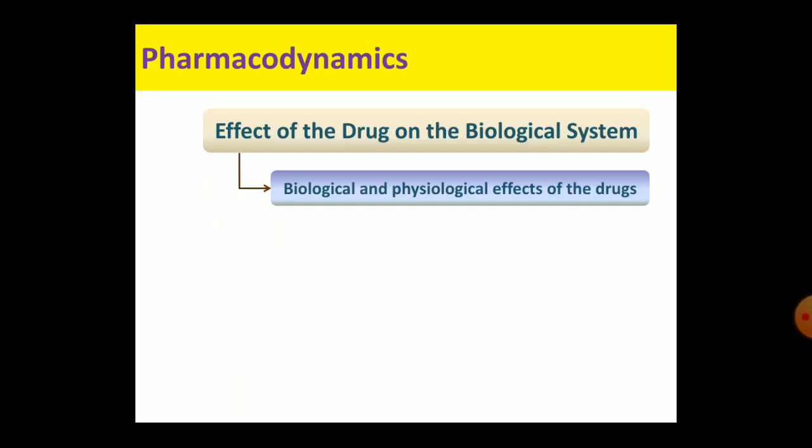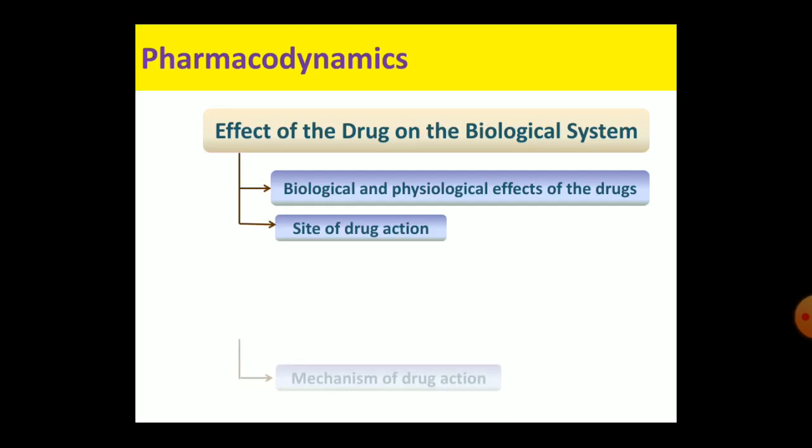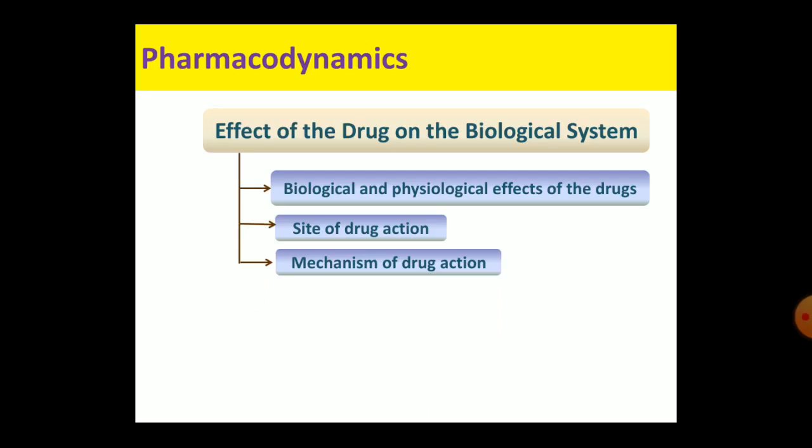And what does it include? All the biological and physiological effects of the drugs on the living organism. Then the drug produces the action, but at which site? The site of the drug action, and the mechanism of the drug action: how the drug produces the action.